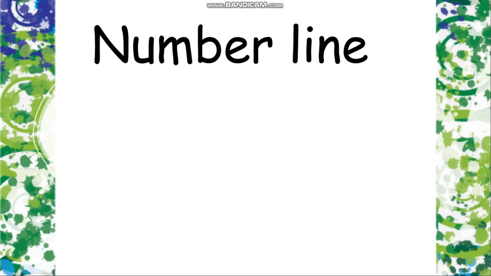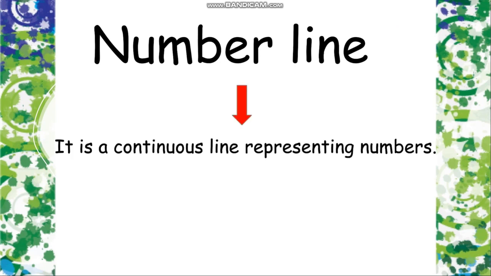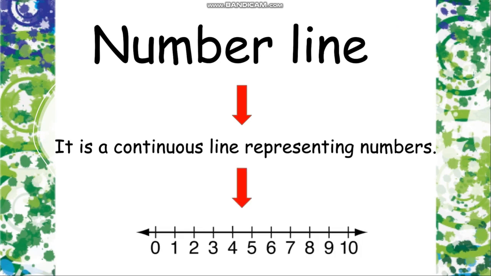Number line. So we have seen the definition of a number line in our previous session. Do you remember? Can you recall it? Yes, it is a continuous line representing numbers. Very good, children. I know you remember it. Now this is a number line from 0 to 10. Now let us see our next word.